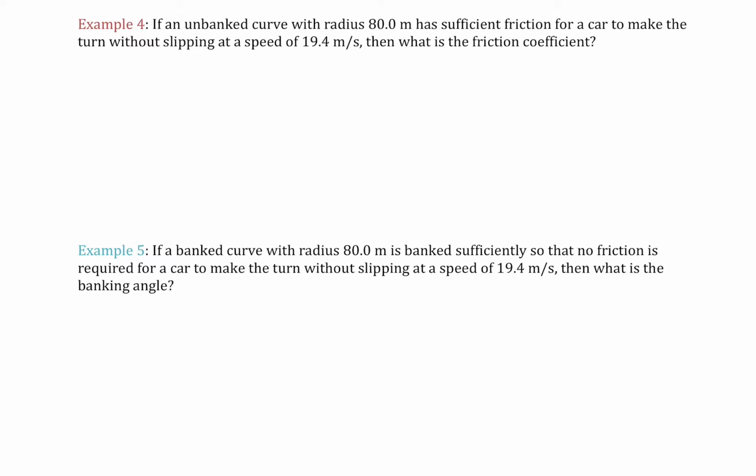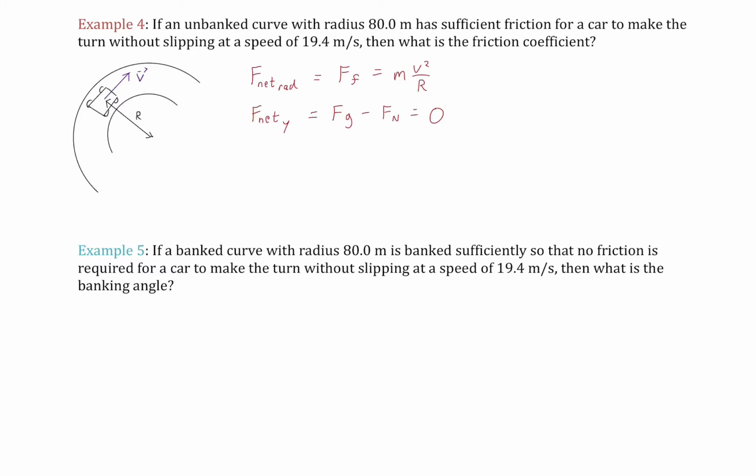So this is the simplest case. We have an unbanked curve with a radius of 80 meters, and we want sufficient friction for the car to make the turn without slipping at a speed of 19.4 meters per second. So the car wants to maintain that speed, and we need enough friction to pull it off. Unbanked means flat. If you think of a racetrack, the turn is banked, tilted inwards. This isn't that. This is unbanked, a totally flat road. Even steep mountain roads are always banked on the switchbacks, on the tight turns.